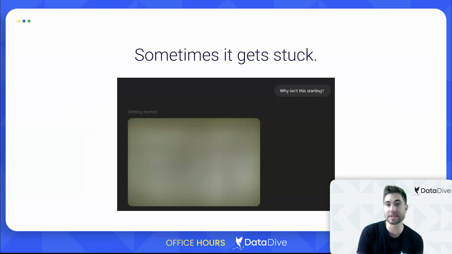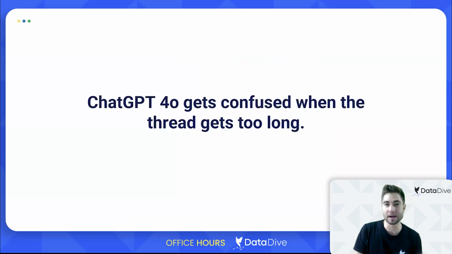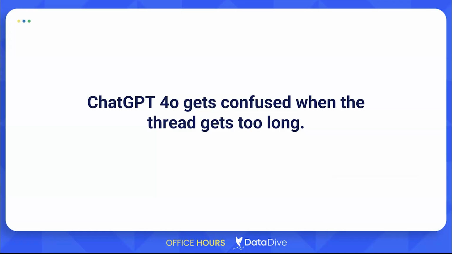A few more notes. Sometimes GPT is going to get stuck. So if you ever see that the image is loading for more than a minute, just type into the chat, why isn't this starting? And then it'll usually kick it back off. This is something that I learned that is really important. ChatGPT 4.0 is going to get confused when your threads get too long or you're trying to create too many different types of images all in the same thread.